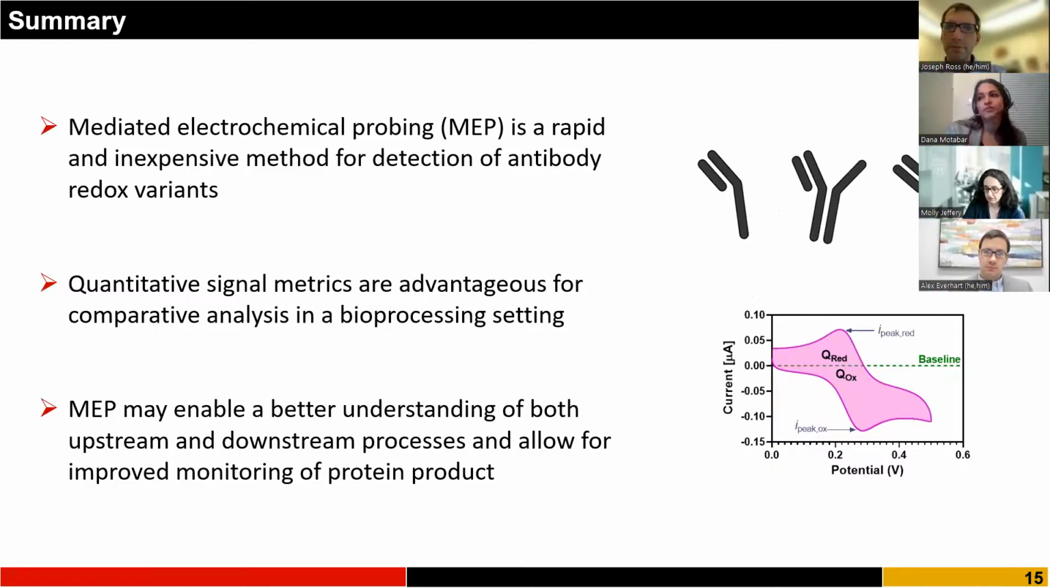And so quickly, I just wanted to go over some of our conclusions. We just find that mediated electrochemical probing can be a quick method to detect redox alterations of proteins. And I think a big advantage is the use of our signal metrics, which can allow for comparative analysis. And overall, we just believe that MEEP can allow for a better understanding of your protein, and it may be well suited for a bioprocessing setting.